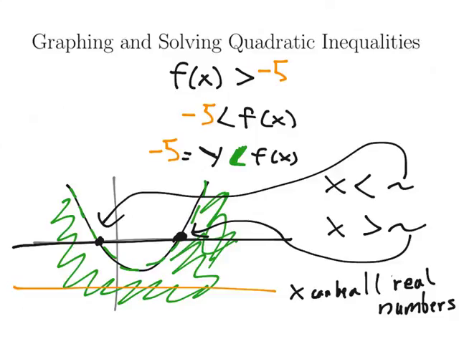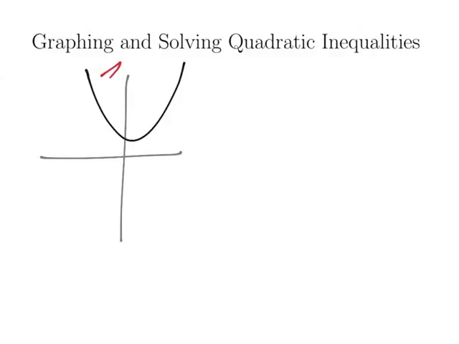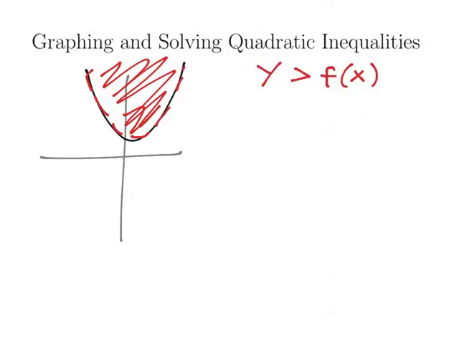There's also another special case. There's a special case where, let's say, I had my quadratic, which looked like this, and let's say I'm shading everything above it, and maybe dashed in the middle. This is a graph of y is greater than f of x. What if I asked when this is equal to 0?